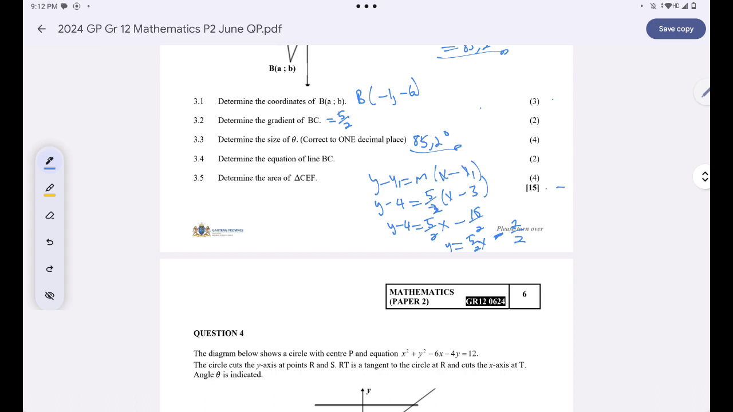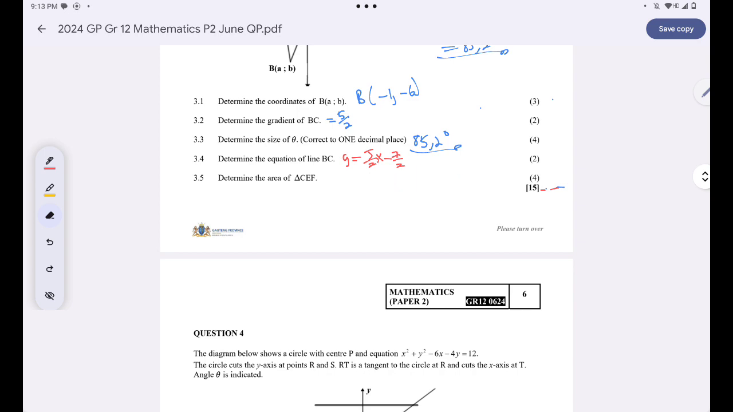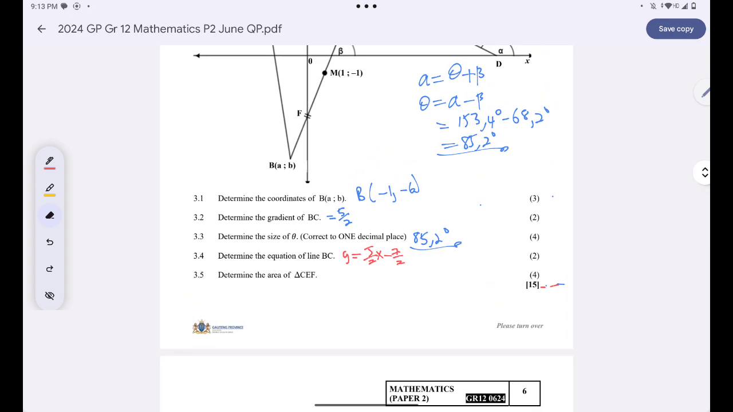And then confirm. So the equation is y is equal to 5 over 2 x minus 7 over 2, like that. And this simply means that the coordinates of F are 0 and negative 7 over 2.